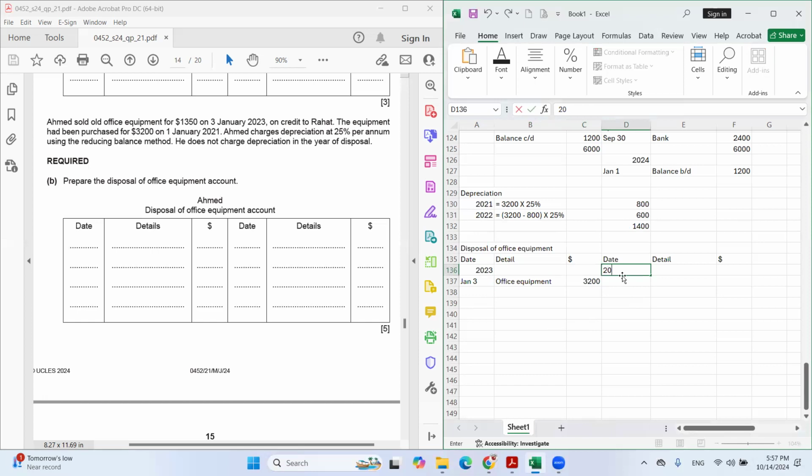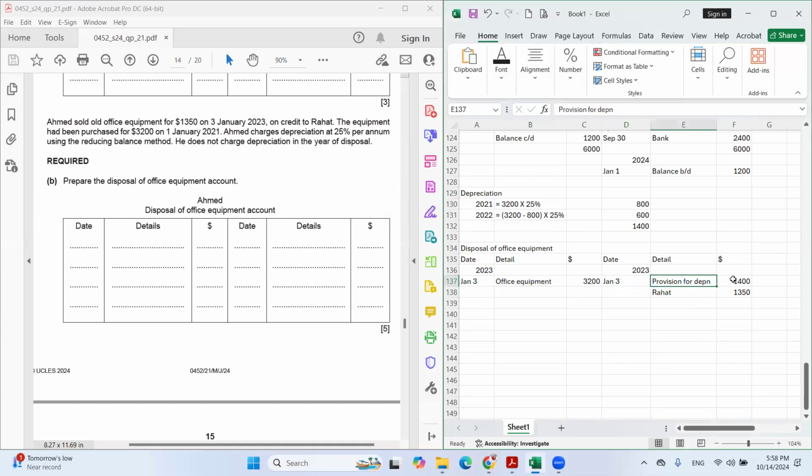And then the accumulated depreciation, which is on that January 3rd. This amount, 1,400, we want to put in the provision for depreciation account. Reverse from the provision for depreciation, 1,400. And next, how much did they receive for the asset? They say that Ahmad sold office equipment for 1,350 on credit to Rahat. That means Rahat is the one who received it. No money, no bank, because they sold on credit to Rahat. How much of it? 1,350.